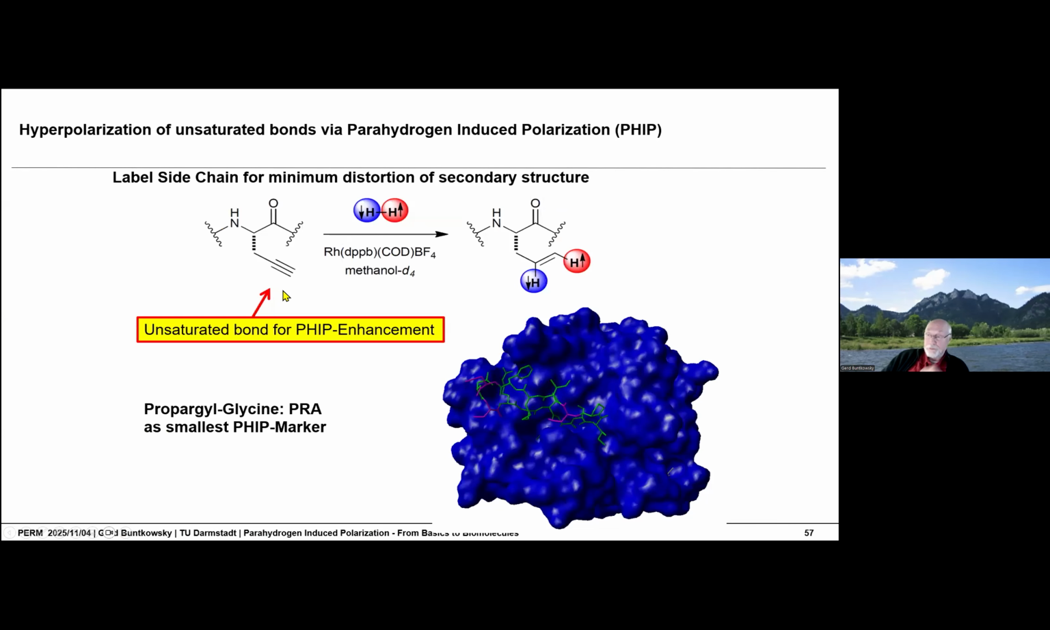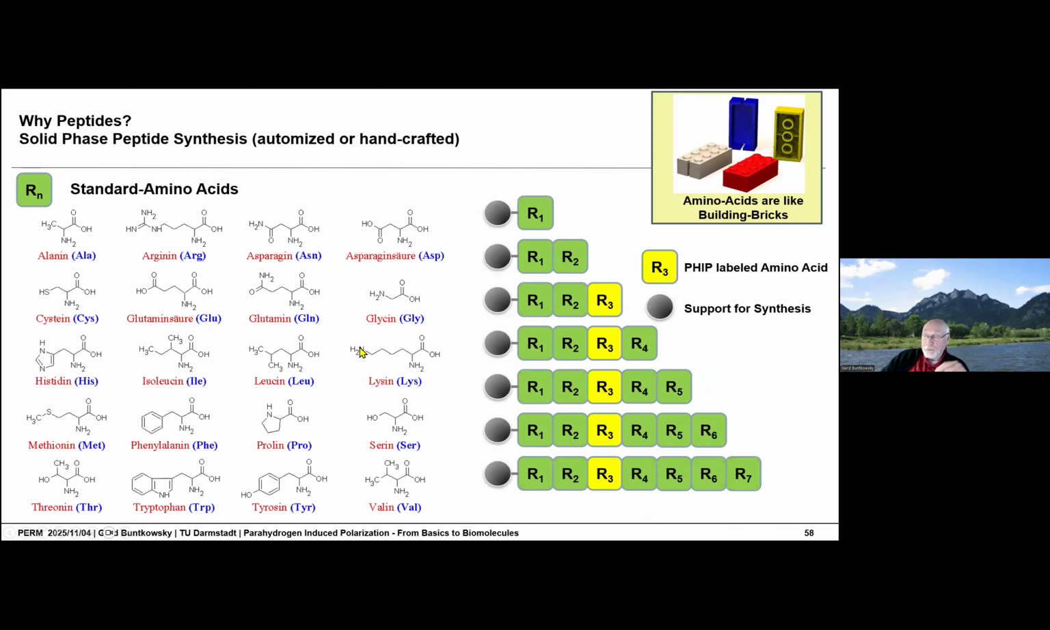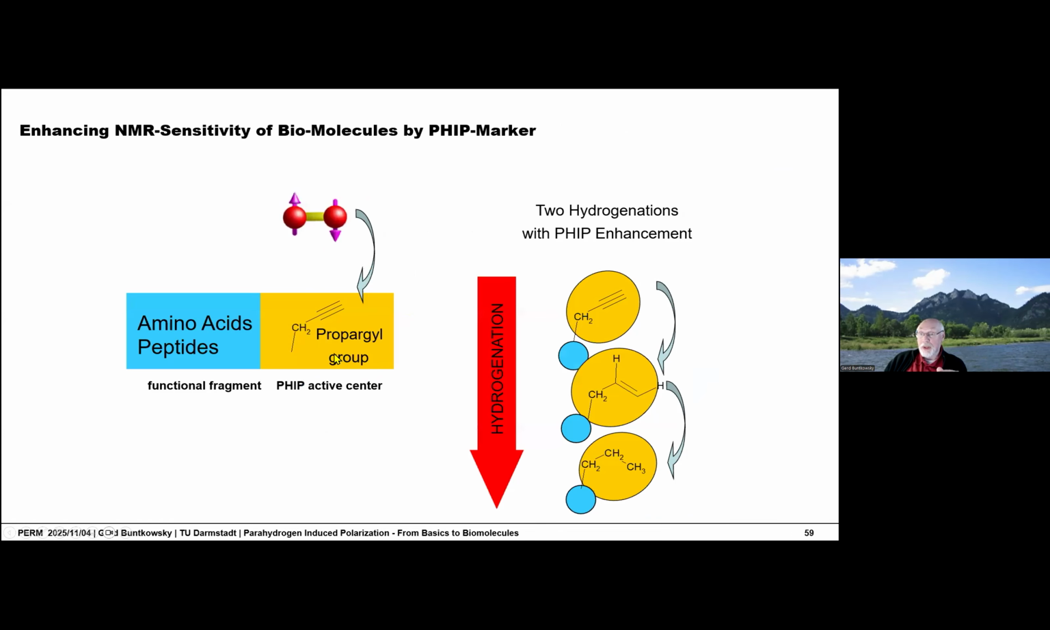Okay, now let me give you some very short examples of how we're using PHIP together with biomolecules. We're interested in peptides, and in particular in peptides which have some biological functions. Why are we interested in peptides? The reason is very simple. I like to play with Lego, and peptides are like Lego. You have a very simple chemistry where you can build these peptides from the natural amino acids or also from just some PHIP-labeled amino acid. In other words, you can create arbitrary kinds of systems which you want to study.